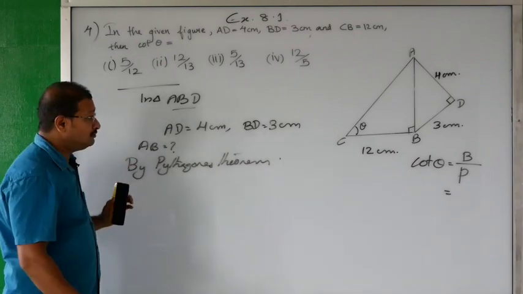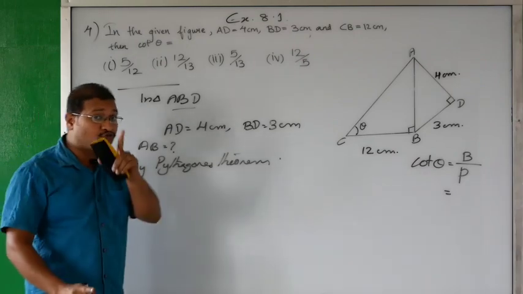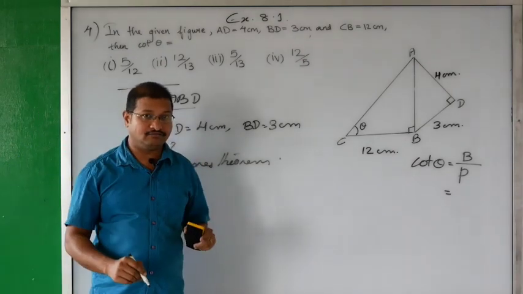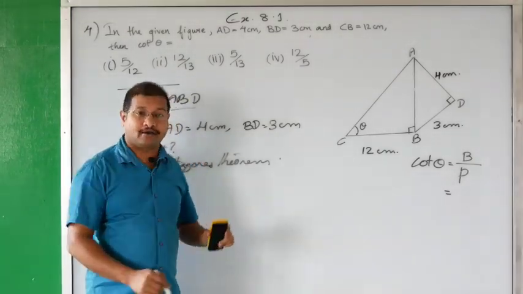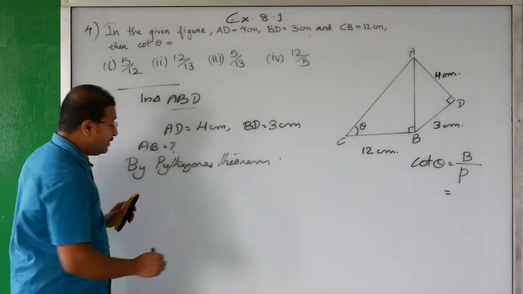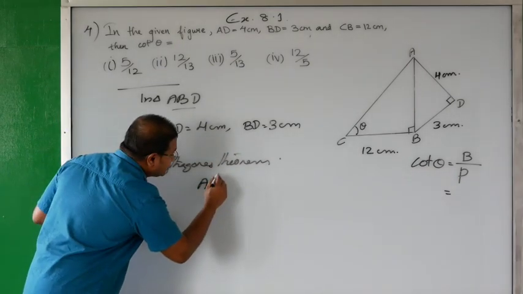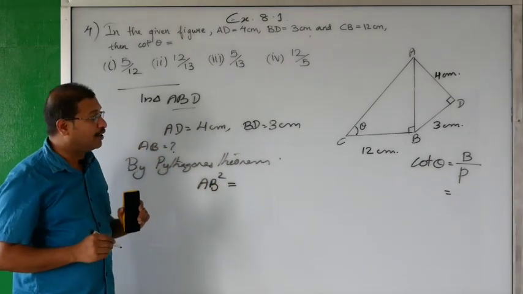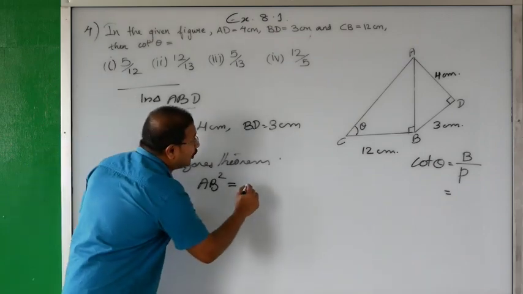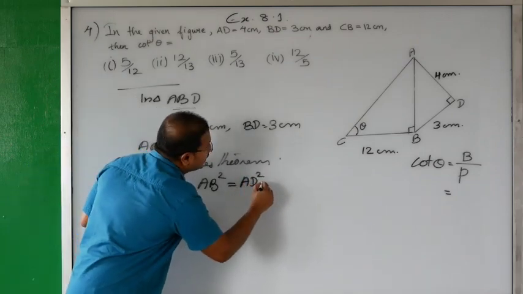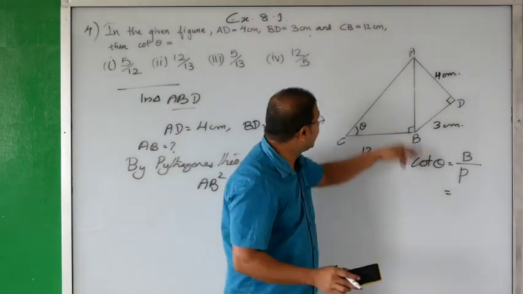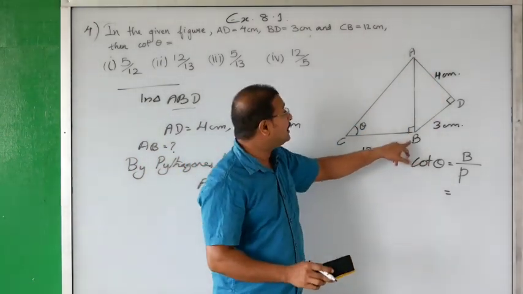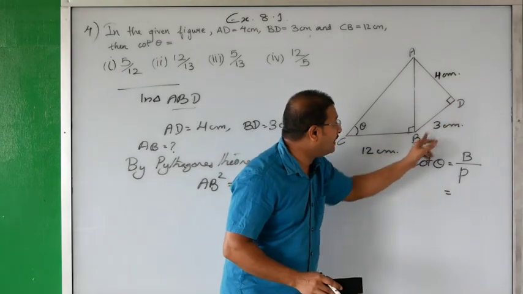Pythagoras theorem is the relationship between the three sides of a triangle. The longer side squared equals the sum of the squares of the other two sides. That means what will you write here? AB square, that is the longer side, the hypotenuse. AB square equals AD square plus BD square, because in this triangle the longer side is AB and the other two sides are AD and BD.